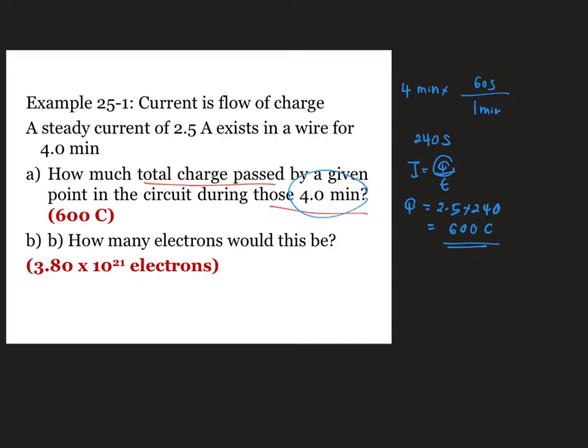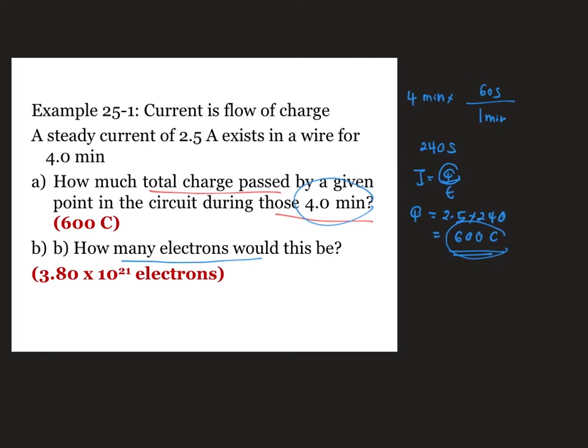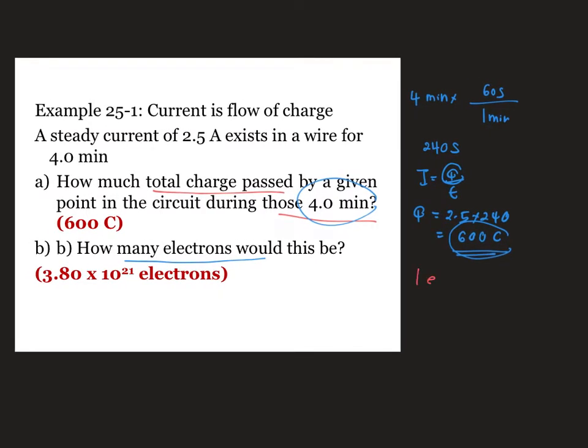Next, the question asks you to find how many electrons this would be. Now you have 600 coulomb. As we know, one electron is equivalent to 1.602 times 10 to the power of negative 19 coulomb. The question asks how many electrons, so 600 divided by 1.602 times 10 to the power of negative 19. Therefore, you get the answer 3.75 times 10 to the power of 21 electrons.